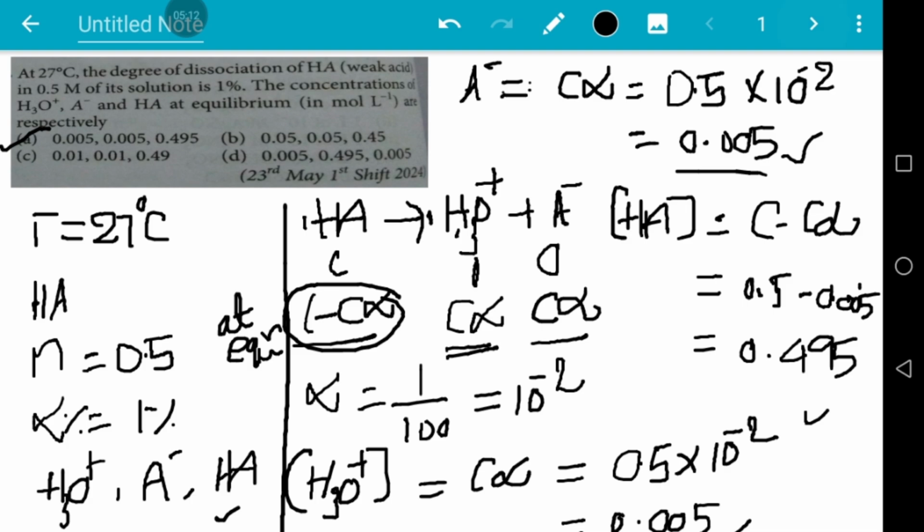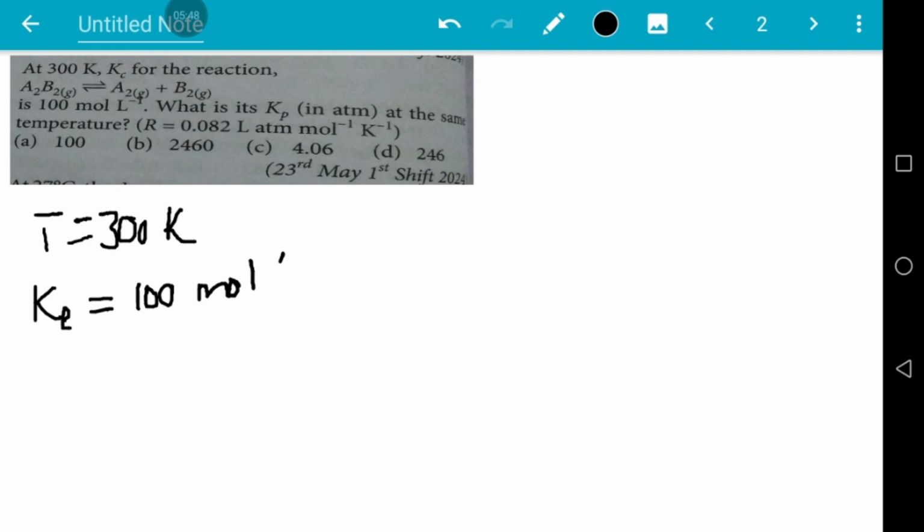Now coming to the second question. At 300 Kelvin, Kc for the reaction A2B2 gives rise to A2 gas plus B2 gas is 100 mole per liter. What is its Kp at the same temperature? The R value is also given. Given information: the temperature is 300 Kelvin, and the Kc value is 100 mole per liter.